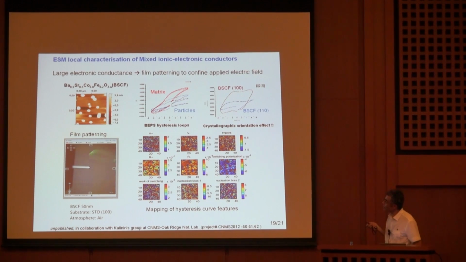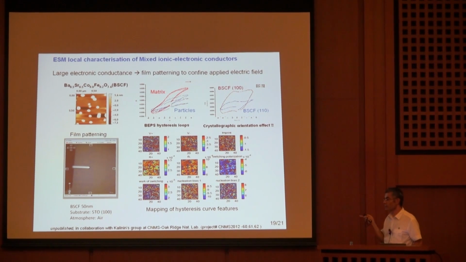It's a bit more tricky in this case because it's not insulating, it's a semiconducting material, so it has a certain conductivity. So we have to pattern some small regions in the material so we can be sure that we only analyze this part of the material. Otherwise, the electric field is spread all over the cathode. And we can analyze these hysteresis curves, and we can analyze different features of the hysteresis curves, which have been correlated with the presence of different phases in the surface.